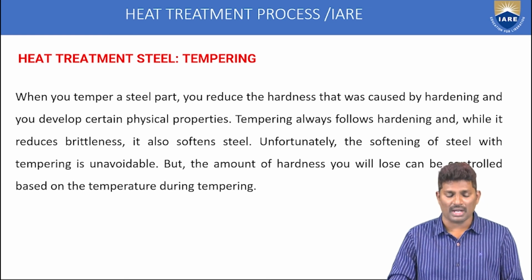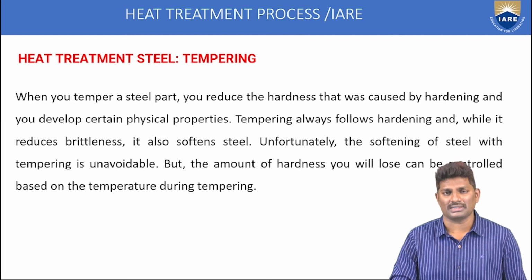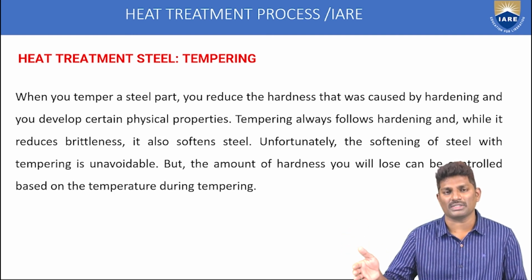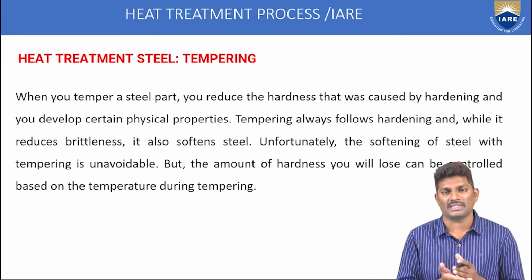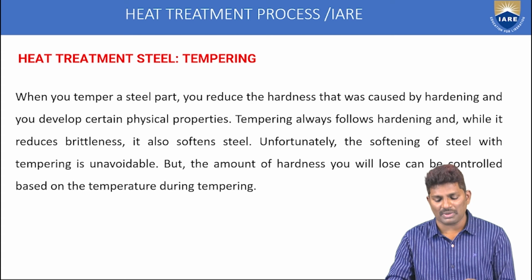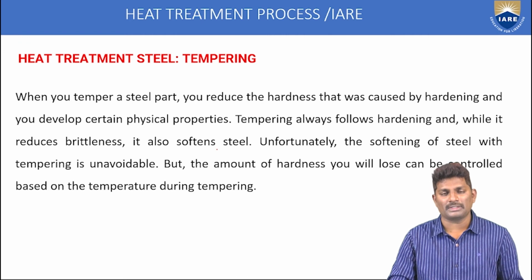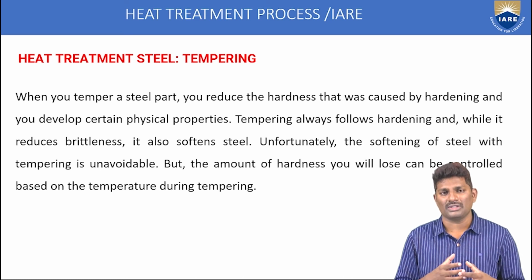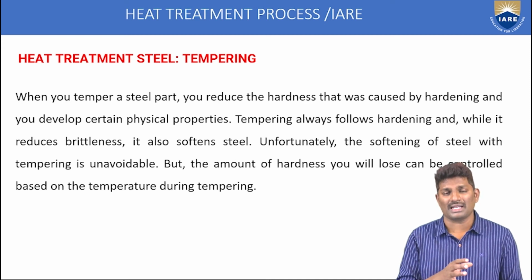When you temper a steel part, you reduce the hardness that was developed during hardening. So what is happening? Though you are trying to remove the internal stresses developed by the hardening heat treatment process, we are reducing the hardness also in the same way. Stresses are being relieved, but slowly the hardness is also reduced. So tempering always follows the hardening, and while reducing the brittleness, it also softens the steel. So what are we getting in the tempering process? Tempering removes the internal stresses so that the brittleness gets reduced and the strength increases, and also the metal is softened in nature.